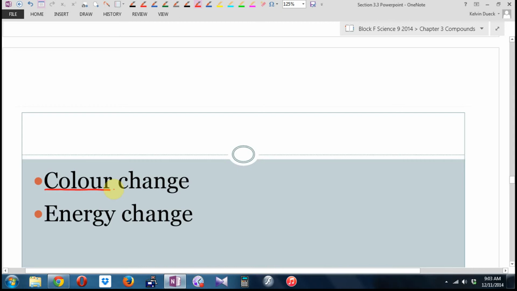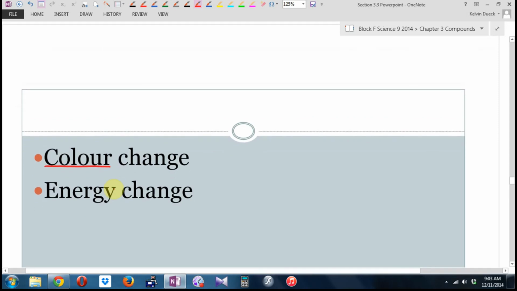Color change. So there are some chemicals, you mix them together, and suddenly, holy smokes, I have a clear, colorless liquid that looks like water, and I mix it with another clear, colorless liquid that looks like water, and it turned yellow, or it turned blue. Color change. Fireworks. Do fireworks change color? That's a chemical change. An energy change. Gives off heat or it sucks up heat.